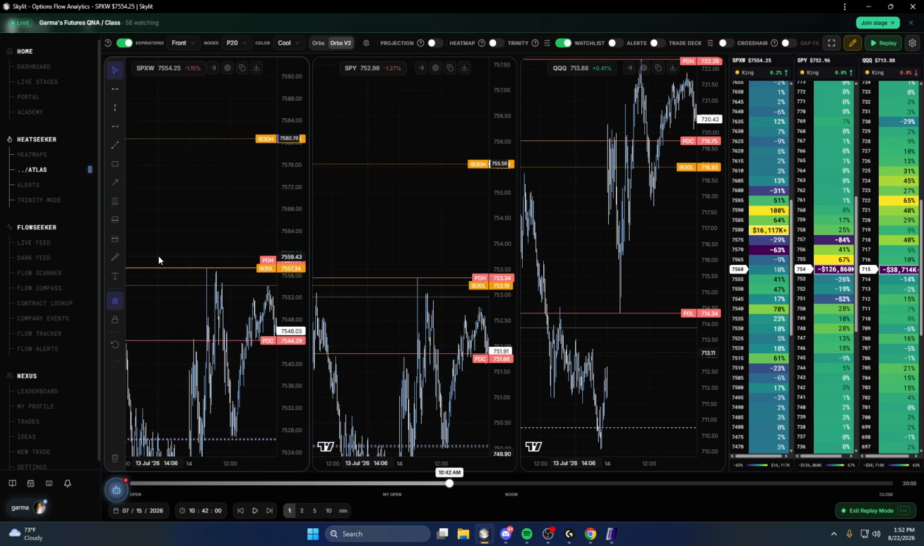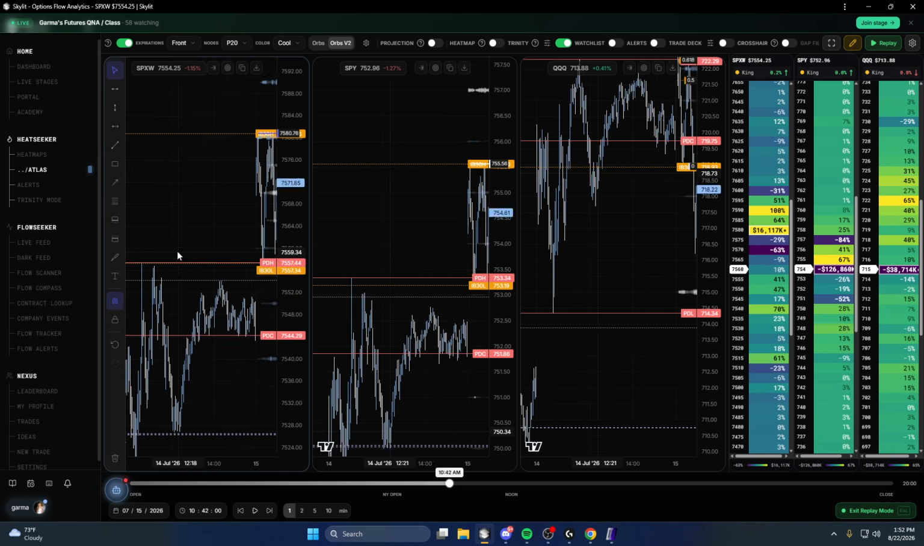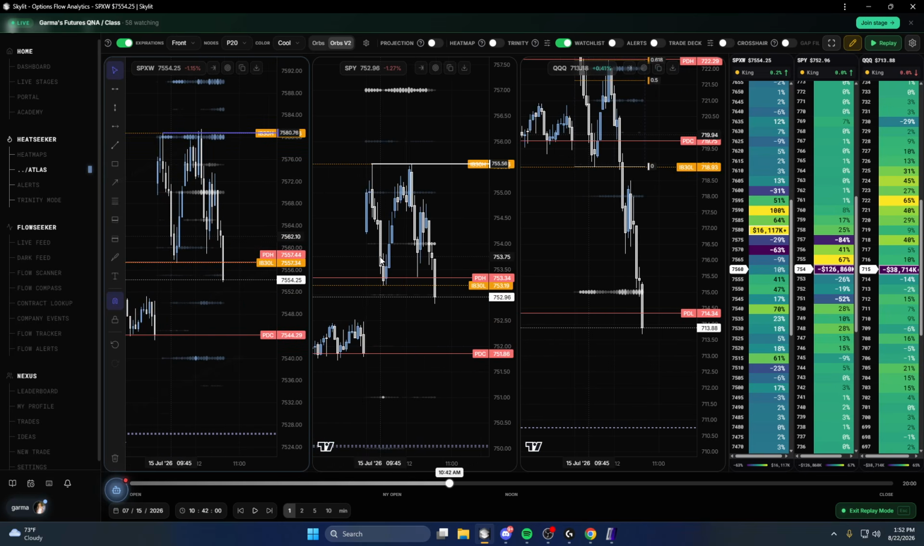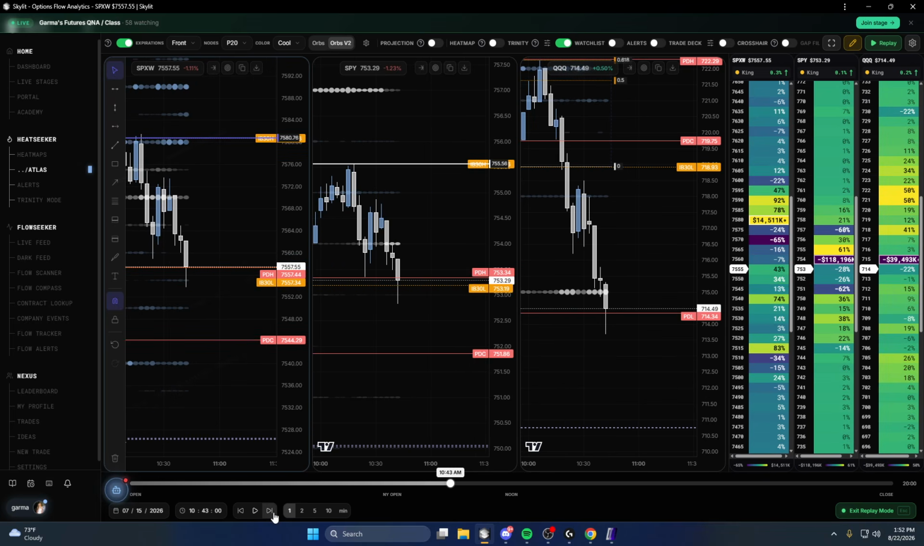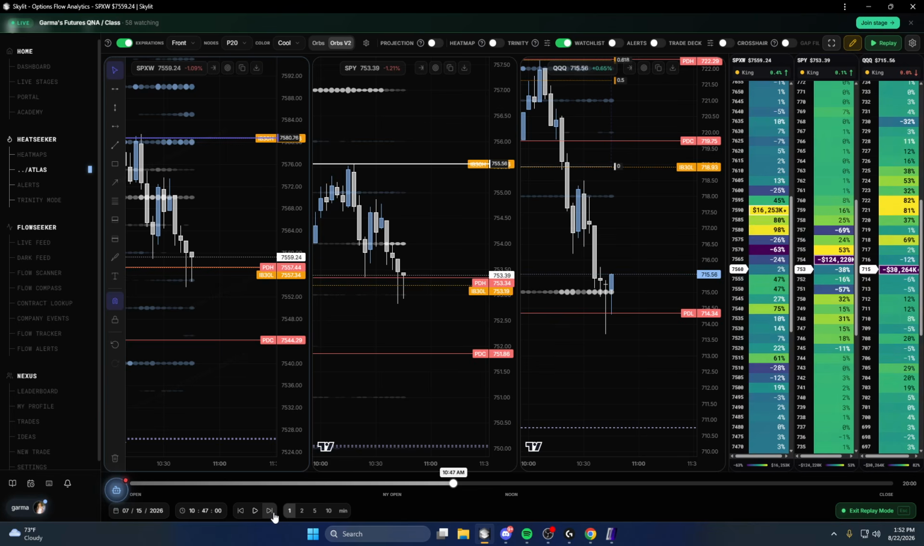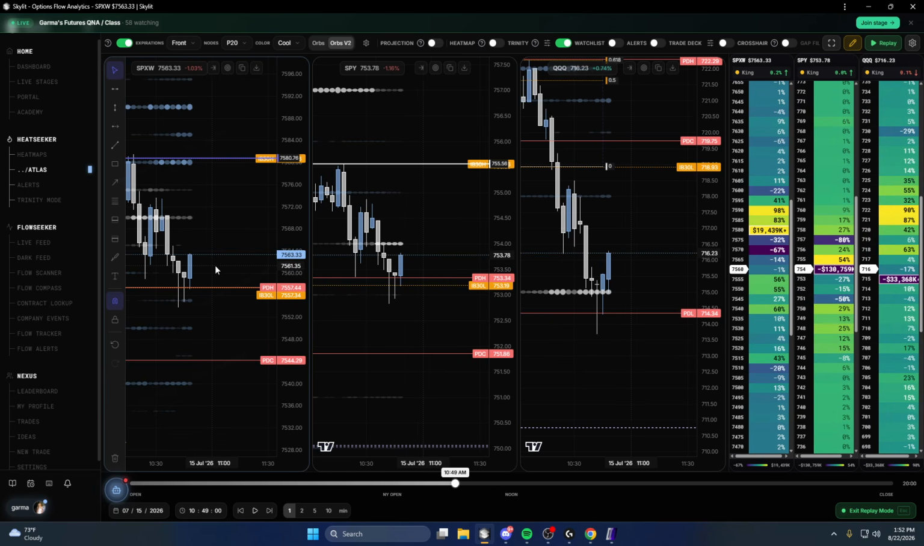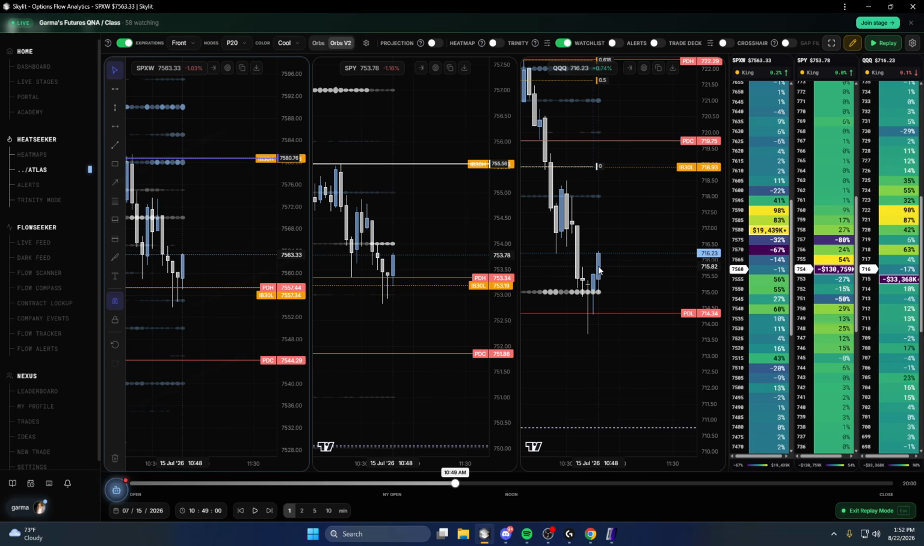What was previously resistance is going to become support. And same on SPY and SPX, they are the same way. So you got that. You probably see a nice bounce here. Yeah, you got a good bounce. You probably see a good 30-50% off of that.